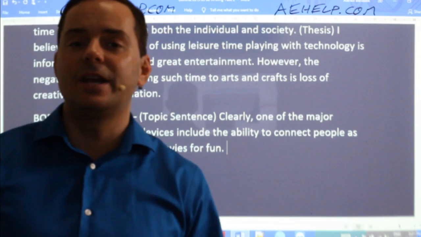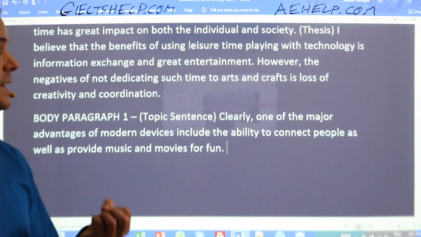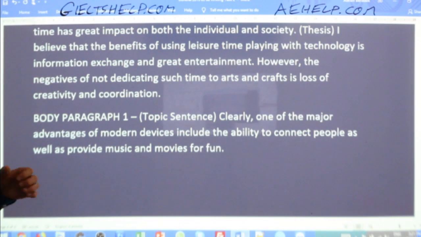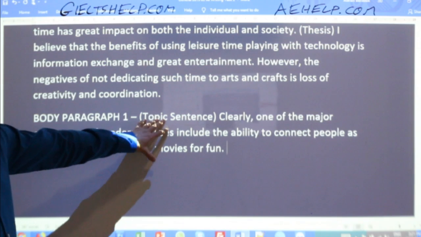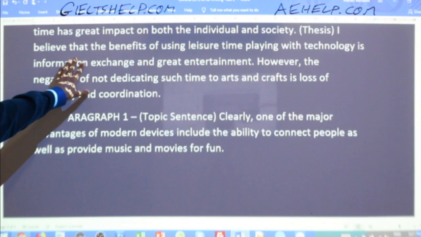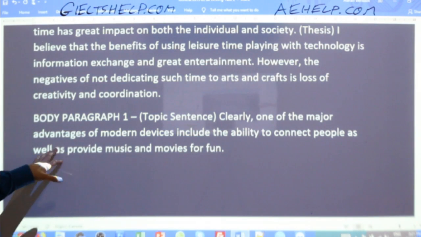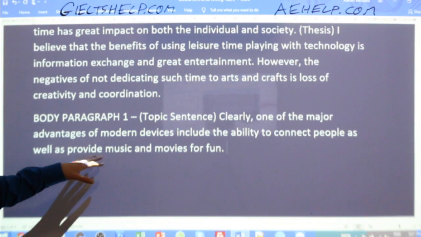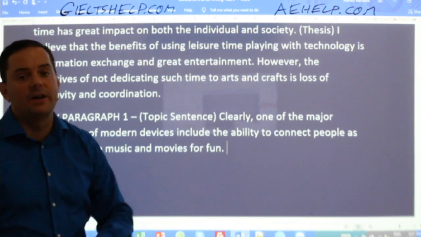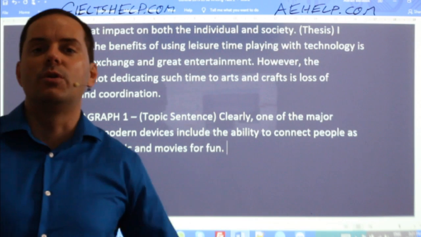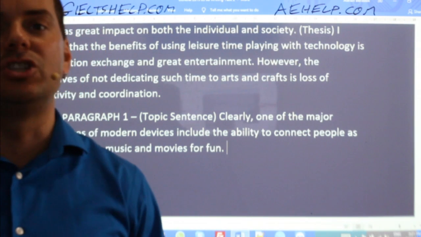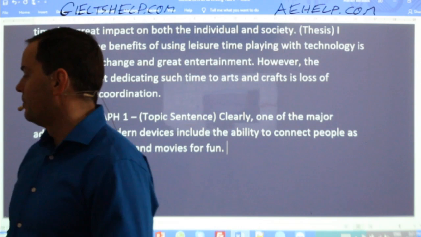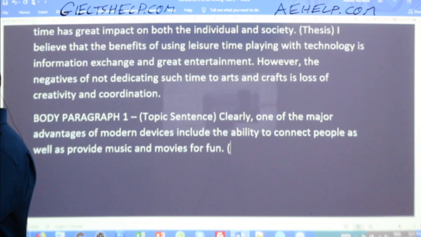It's a paraphrase and a detailed definition of thesis point number 1. So clearly one of the major advantages of modern devices include the ability to connect people as well as provide music and movies for fun. All right, so that's going into the advantages. And then your body paragraph needs to have explanation coming next.